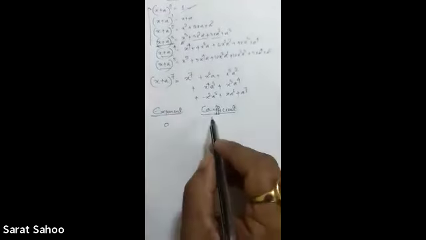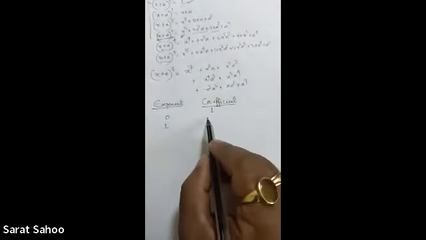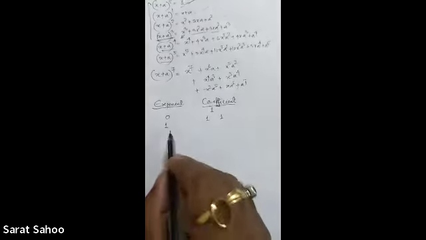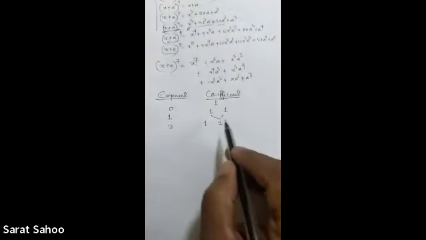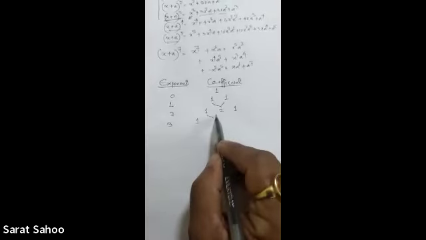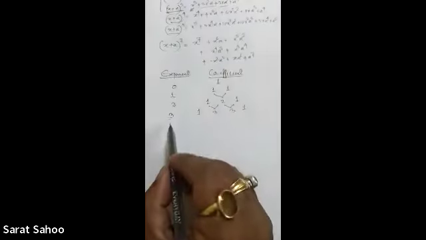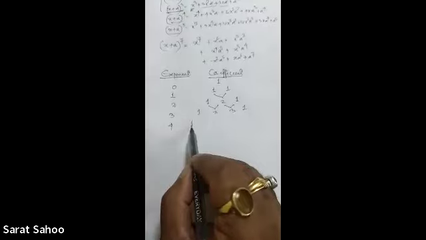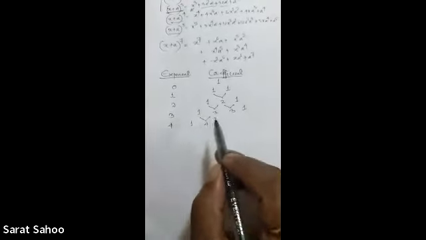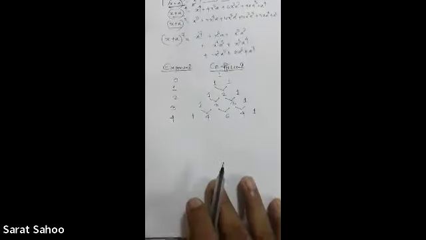If the exponent is 0, there is only one term, its coefficient is 1. If the exponent is 1, there are two terms, coefficients are 1 and 1. If the exponent is 2, the coefficients are 1, 1 plus 1 is 2, then 1. Coefficient of the first term and last term must be 1. If the exponent is 3: 1, 2 plus 1 is 3, 2 plus 1 is 3, again 1. If the exponent is 4: 1, 3 plus 1 is 4, 3 plus 3 is 6, 3 plus 1 is 4, again 1.